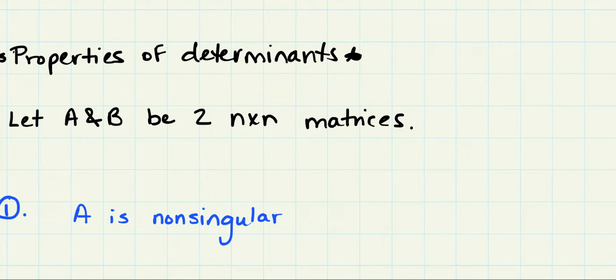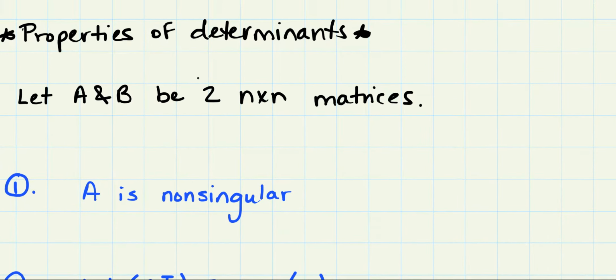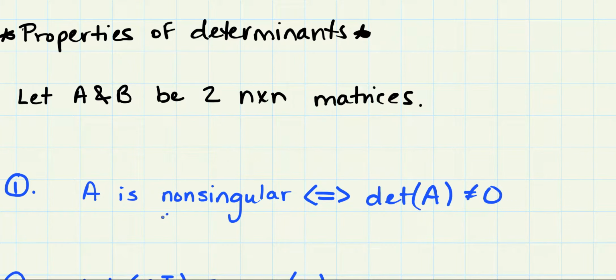Let's talk about some important properties of determinants. So suppose A and B are two n by n matrices. The first one we've already gone over. The matrix A is non-singular if and only if the determinant of A is not equal to 0. Remember, non-singular means invertible.